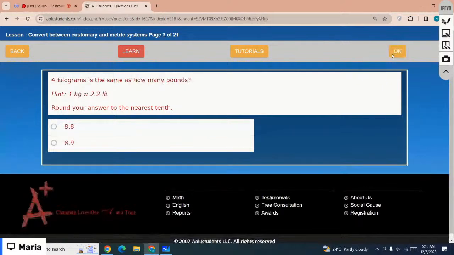The 4 kilograms is the same as how many pounds? And 1 kilogram equals 2.2 pounds. So which is the correct option? Yes, 2.2 times 4 equals, that is 8.8. Very good. The correct option is 8.8.